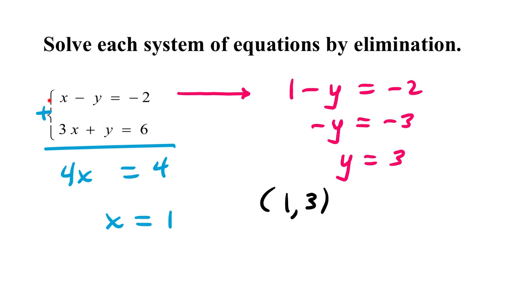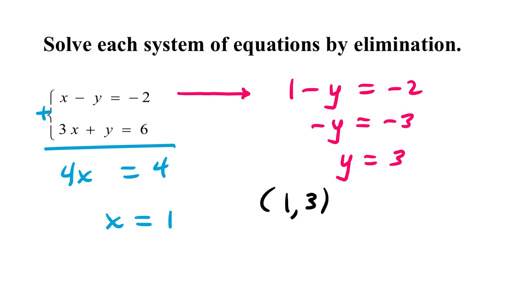If we add these two equations together, we get a total of 4x's, 0 y's, that's the elimination part, and negative 2 plus 6 is 4, so x has to be 1.